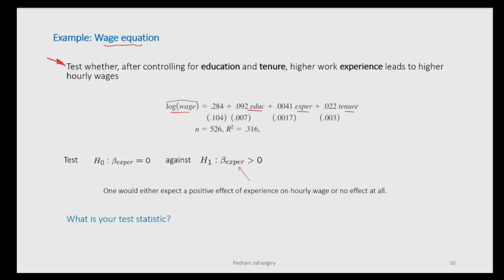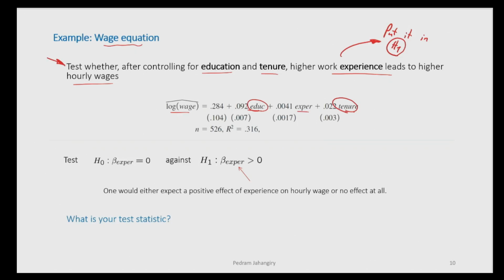We want to test whether, after controlling for education and tenure, higher work experience leads to higher hourly wages, right? So this is what we are interested in. Whatever you're interested in, you put it in the alternative, right? So put it in the alternative. So what is your H1 or alternative?